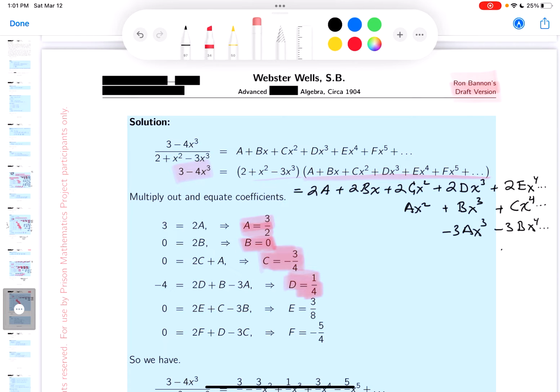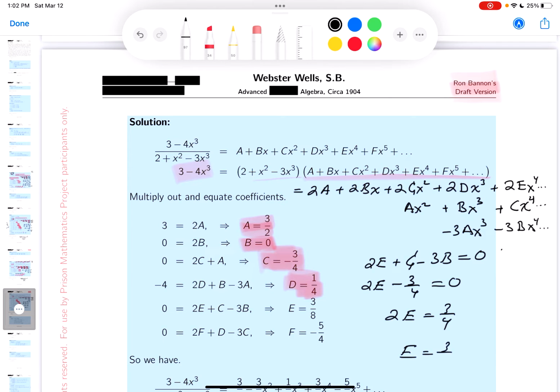We got more work to do. I'm going to do this 4th degree, and I'll write this down for you. It's going to be 2e plus c minus 3b. Well, there is no fourth degree term, so that's equal to 0. I don't know what a is. What's c? It's minus 3/4, and b is 0. So what do you get? 2e is going to be 3/4, or e is equal to 3/8.